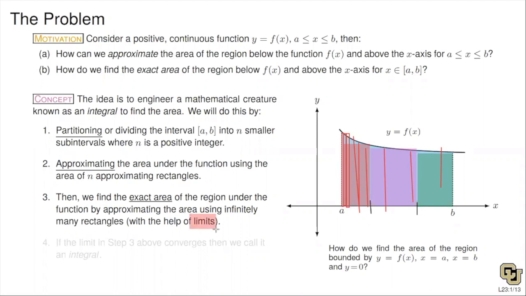So we'll go from approximation using n rectangles, 3, 5, 10, 1,000, and we'll make the approximation exact by using infinitely many rectangles. And the way we do the infinity part is with a limit. And I'll show you this whole procedure. I really want to lay out the concept first.